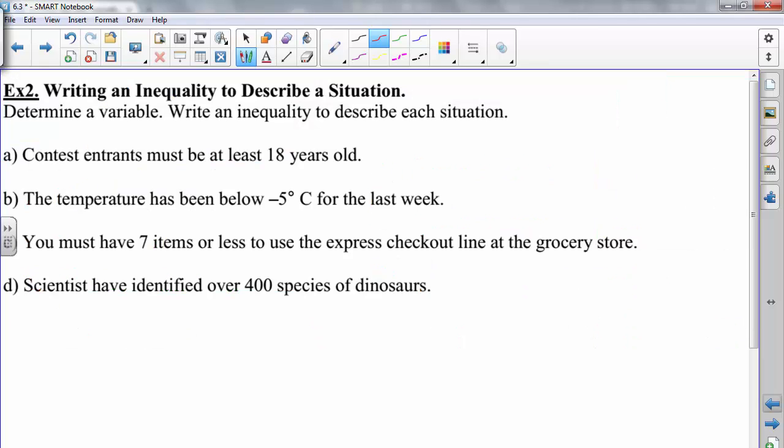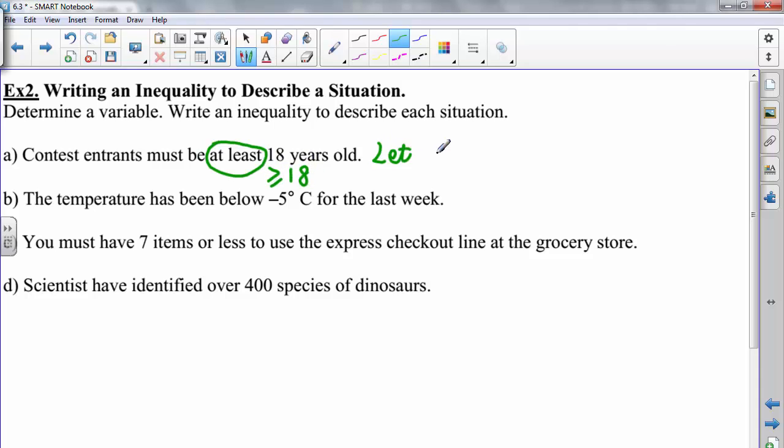Let's look at example 2. We need to write an inequality to describe a situation. We need to determine a variable first, then write an inequality to describe each different situation. Let's look at the first one. Contestant entrance must be at least 18 years old. The key word in this situation is at least. At least means 18 is the least, is the youngest age. So that means the rest of the ages should be larger than or equal to 18.